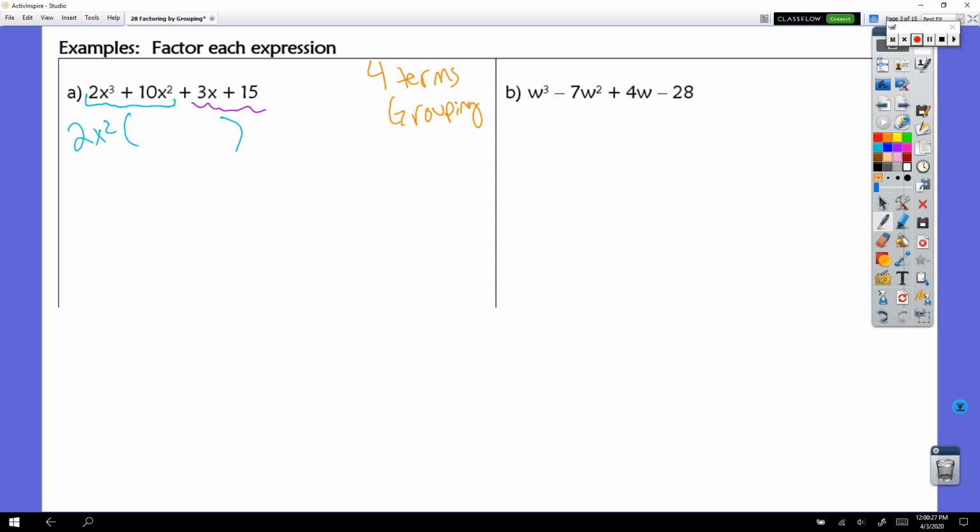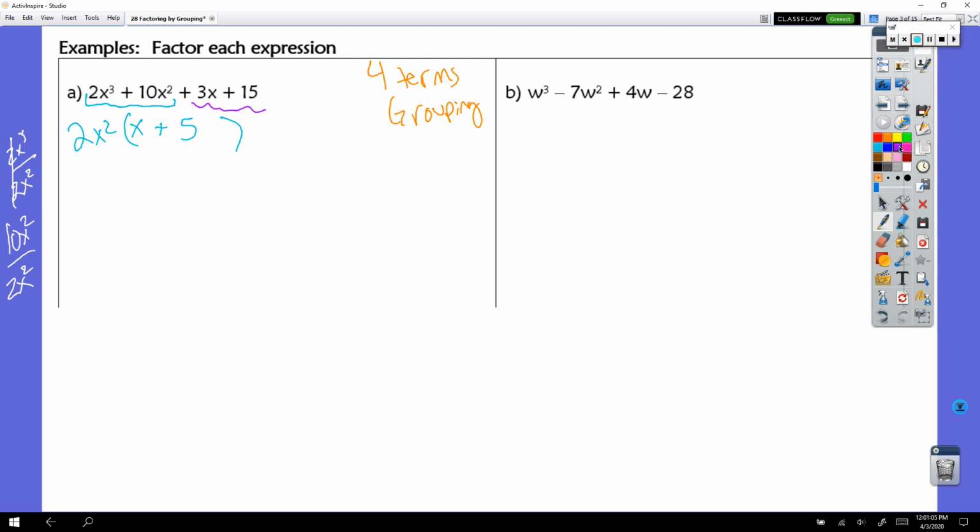So I'm thinking 2x cubed divided by 2x squared, and the 2's would cancel out, and from x cubed that means there's 3 x's in a row, x squared means there were 2 x's in a row, so I have an x that is left over. Now we're going to take our second term, our 10x squared, and divide by 2x squared. The x squareds would cancel out, and 10 divided by 2 is 5. That's a positive 5, so I'm going to write down plus 5.